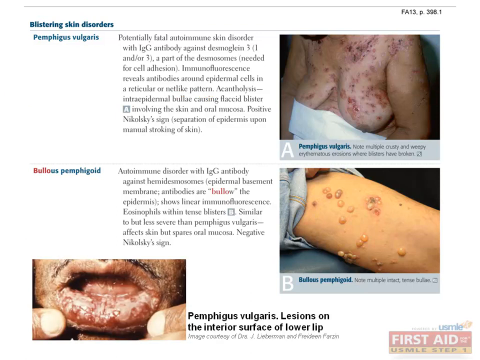The second distinction that's often made is that pemphigus vulgaris will affect skin and oral mucosa, while bullous pemphigoid only affects the skin and not the oral mucosa. Finally, the Nikolsky sign is positive in pemphigus vulgaris and negative in bullous pemphigoid. This means if you were to stroke the skin, it would quite literally blister in front of your eyes. While this is a classic description, the other clinical indicators are more likely to help you make the distinction.